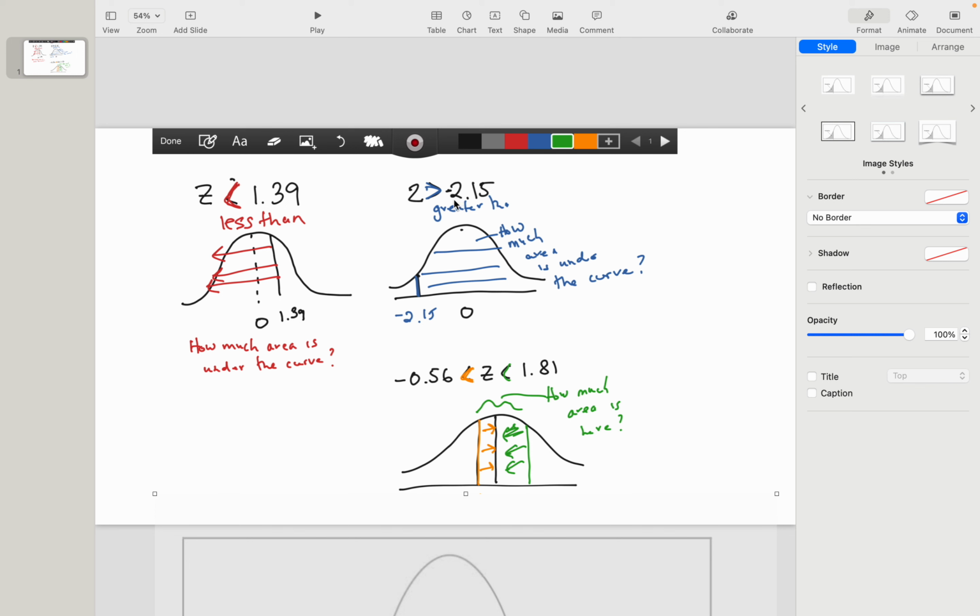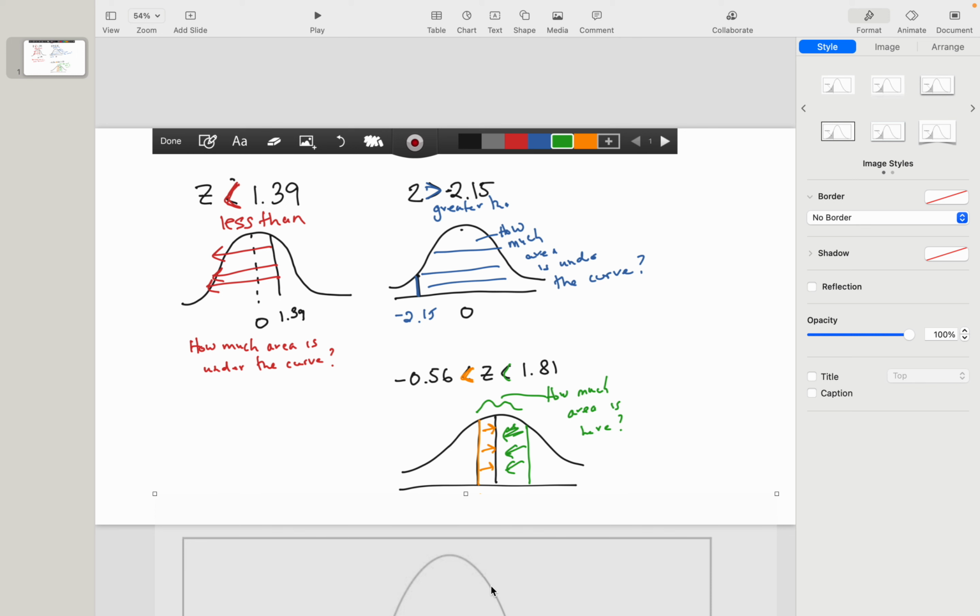All right, when I have z greater than negative 2.15, again, 0 is in the center. So I'm going to put in negative 2.15. That's a standard deviation that's negative 2.15 away from the mean, so it's over here. I'm going to label that, and they're asking me greater than, so they're asking me for the area under the curve over here. When they're saying z is between these two values, it's saying z is greater than negative 0.56. So again, that is left of the mean, less than the mean, and they're asking me what's above that. And they're asking me for when z is less than 1.81. So this is going in this direction. So they're asking me for this area here.